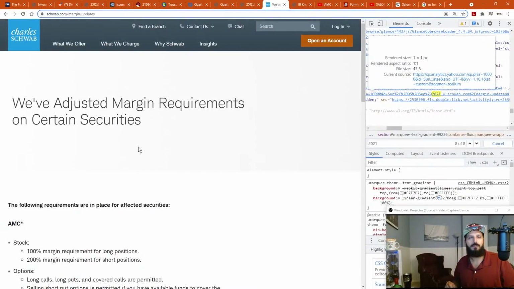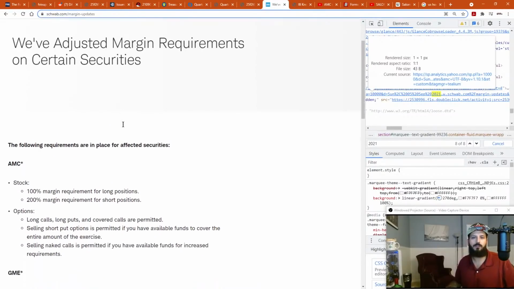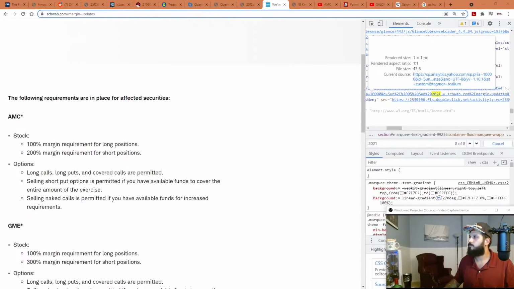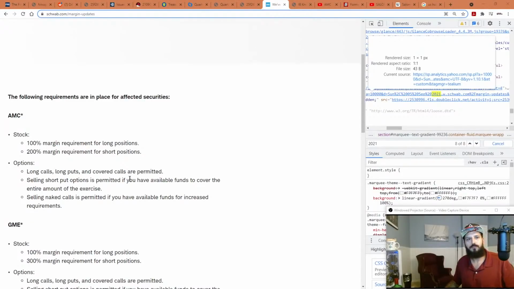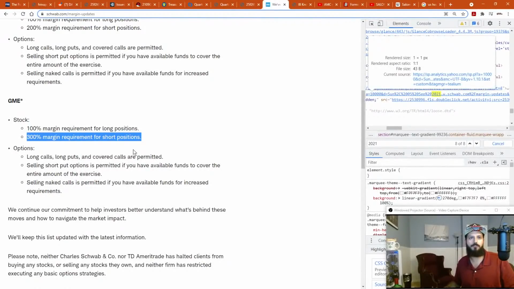Charles Schwab. They have adjusted their margin requirements. Charles Schwab is increasing margin requirements for all retail investors, or just anybody who invested through Charles Schwab, whether they're retail or corporate. AMC stock margin requirement for long is at 100%, and at 200% for short positions. GameStop, 100% margin for long, 300% margin for short positions now.